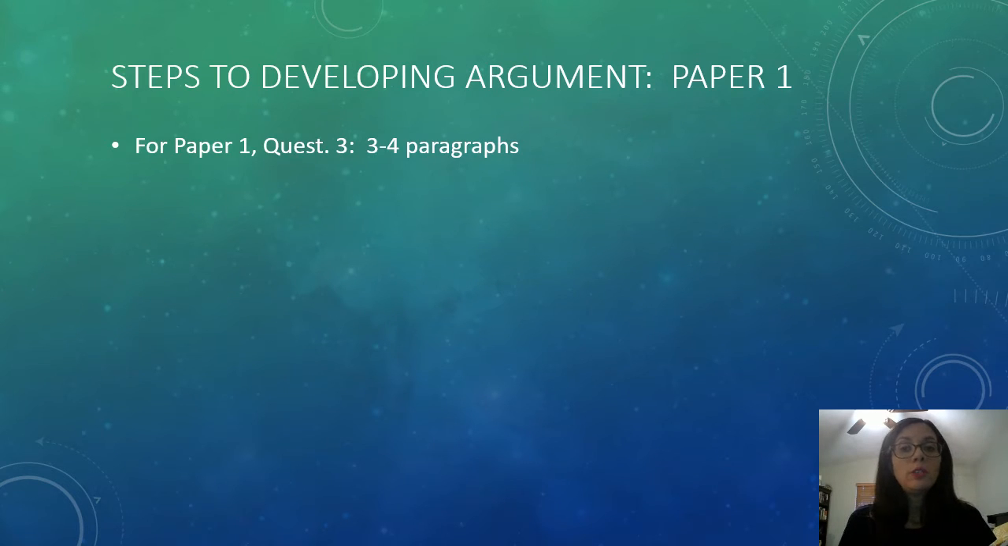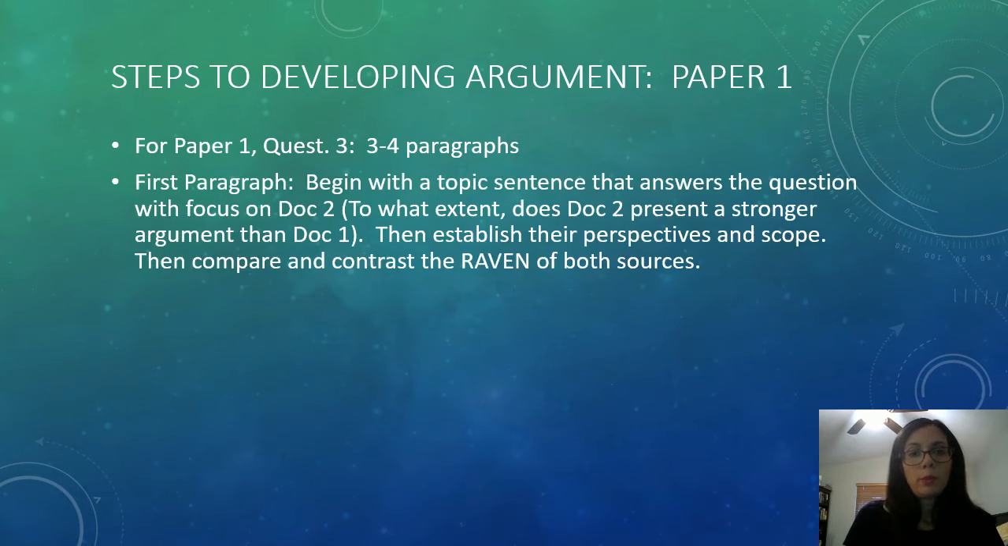Now, question 3 is more involved, and this one usually takes anywhere between 45 to 50 minutes to reply to. It's the essay in this paper 1, because now it's asking you to look at both document 1 and document 2. That can be on completely opposite sides of an issue or on the same side, but maybe they differ on the best way to solve the problem or something like that. So this one's going to require between 3 to 4 paragraphs.